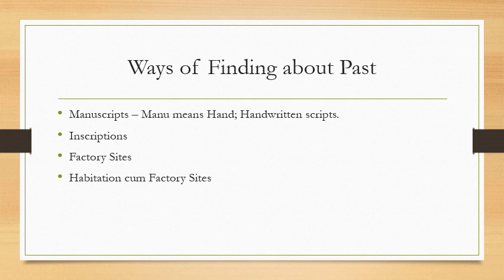Next we have inscriptions. Inscriptions are writings on relatively hard surfaces such as stone or metals. Then we have factory sites. These are the places where stone was found and where people made tools. Lastly, we have habitation cum factory sites. These are those factory sites that were used for habitation purposes.